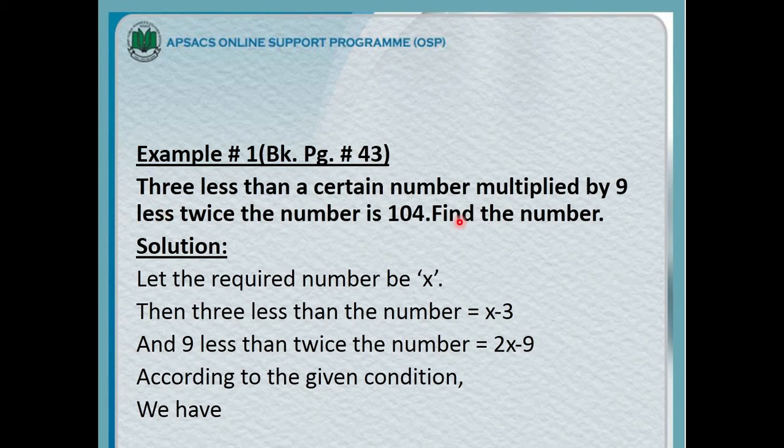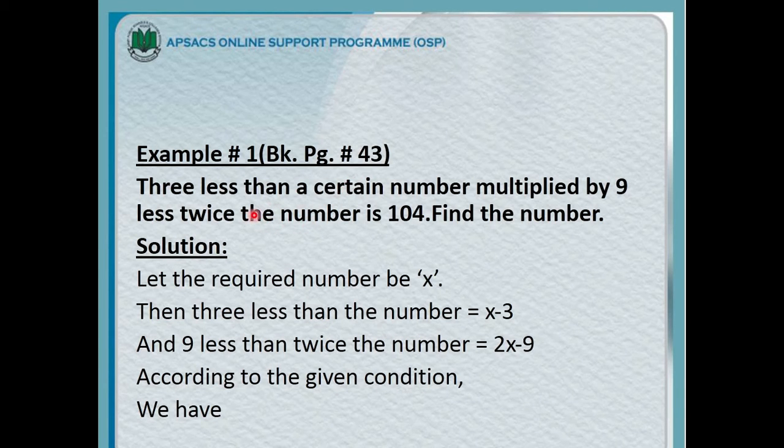In this question, a number is required. So in the first step, we will consider the required number to be x. Then we can divide this question into two parts. First is 3 less than a certain number. We have considered the certain number to be x, so 3 less than the certain number means x minus 3. The next part is 9 less than twice the number. Twice the number means 2x, and 9 less than twice the number means 2x minus 9.